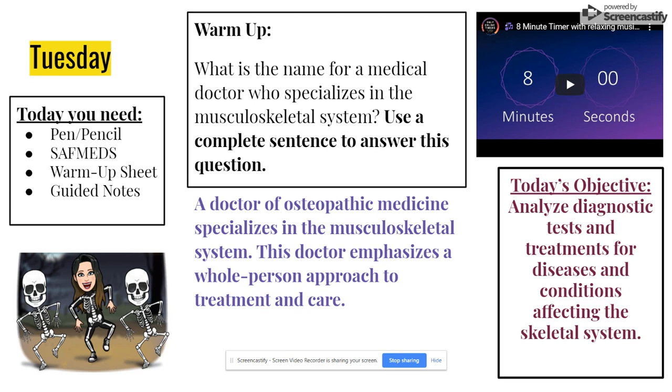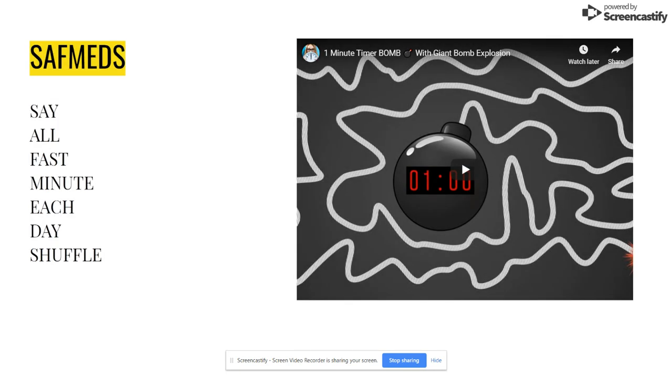Okay, so today we are going to analyze diagnostic tests and treatments for diseases and conditions affecting the skeletal system. Again, time for your SAF meds. You can time yourself at home. This week, we do not have a warm-up sheet because of the guided notes, but you can record your SAF meds on your own. Just time yourself doing them for a minute each day, and then give me your finished graph and data table next week when you get back.